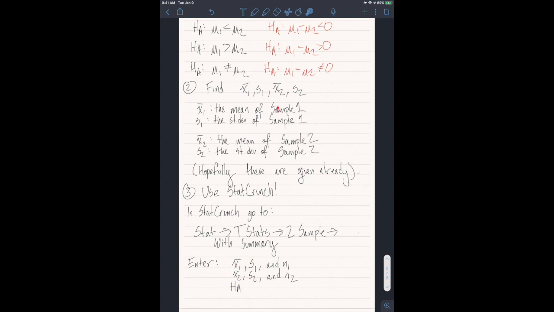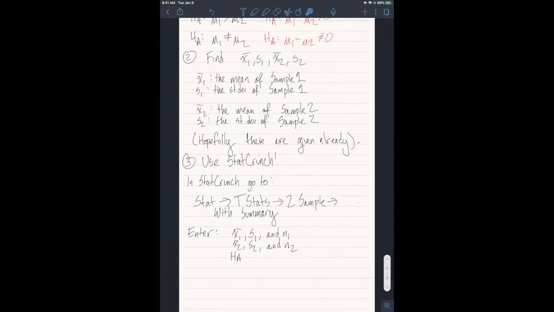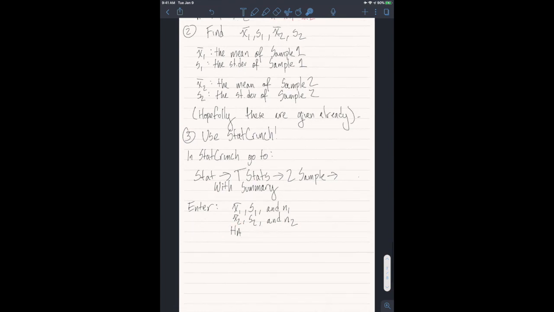I might, if I was being cruel, make you calculate these four things right here on your own, because you should know how to do them, right? You know how to calculate mean and standard deviation. But it's very similar to proportions where you're just typing numbers into StatCrunch and seeing what we get out.